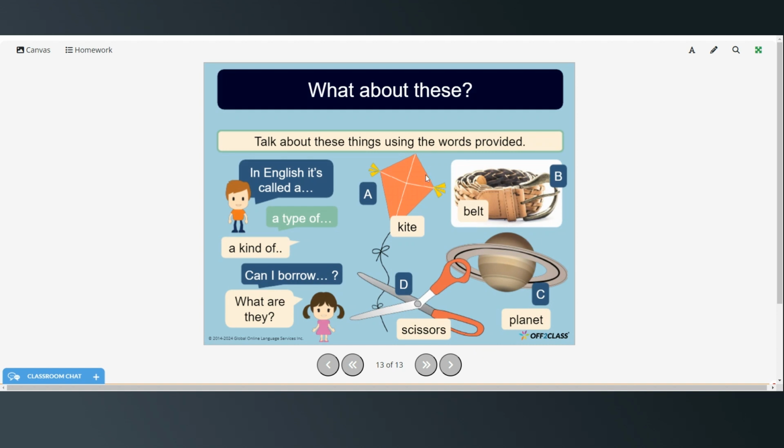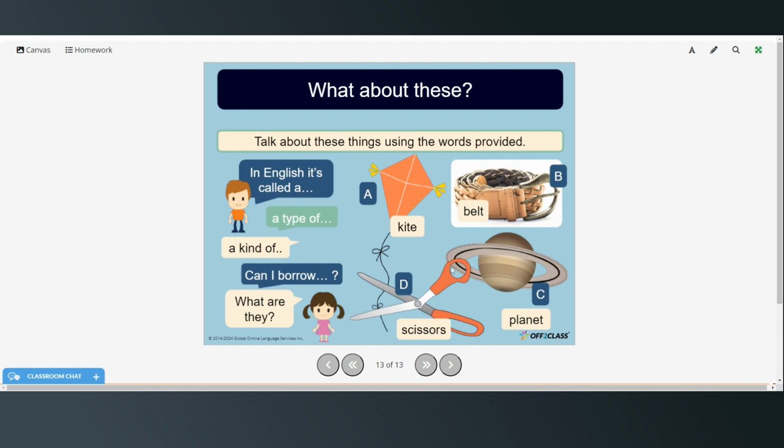Here are a few more. Again, you can pause the video and try these on your own. And then restart when you're ready to hear some possible answers. So letter A, in English it's called a kite. It's a type of toy, I think, that children play with. Letter B, in English it's called a belt. It's a type of clothing or clothing accessory, something that goes with your clothing.